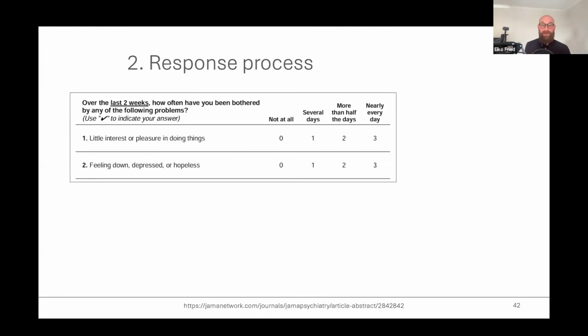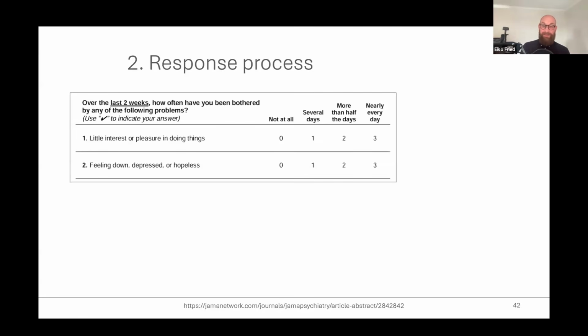And I show you the PHQ instructions here, which have always bothered me, pun intended, because it asks over the last 2 weeks, how often have we been bothered by any of the following problems? But then people answer the frequency of the problems. So the question is, how often have you been bothered? Which means it assesses the frequency of having been bothered. So it doesn't assess severity, it doesn't assess frequency or bothered by, it assesses the combination of frequency and bothered by, which I find pretty cognitively demanding, actually.